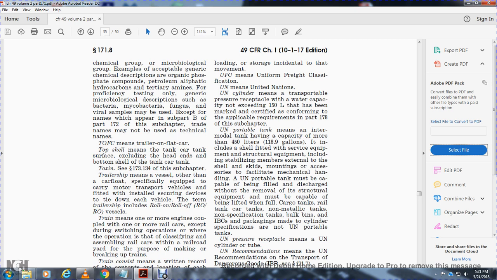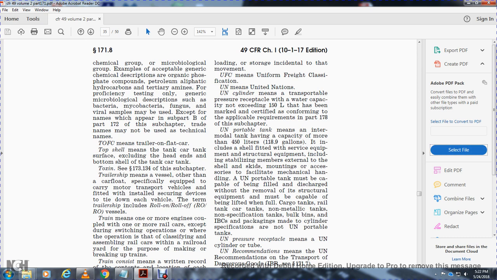Mechanical handling of the UN portable tank must be capable of being filled and discharged without removal of the structural equipment, and must be capable of being lifted when the cargo tank, rail tank car tank, metal tanks, non-specification tanks, bulk bins, and IBCs for packaging are made under the cylinder specification. They are not usable as UN portable tanks.